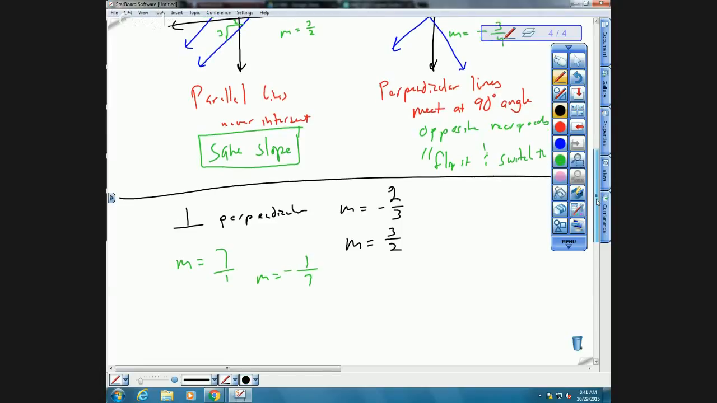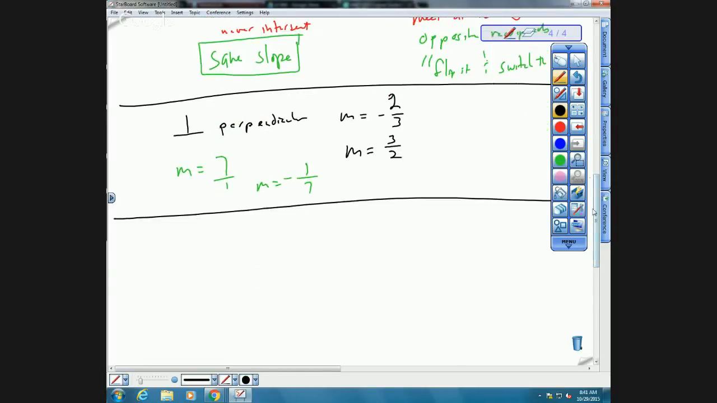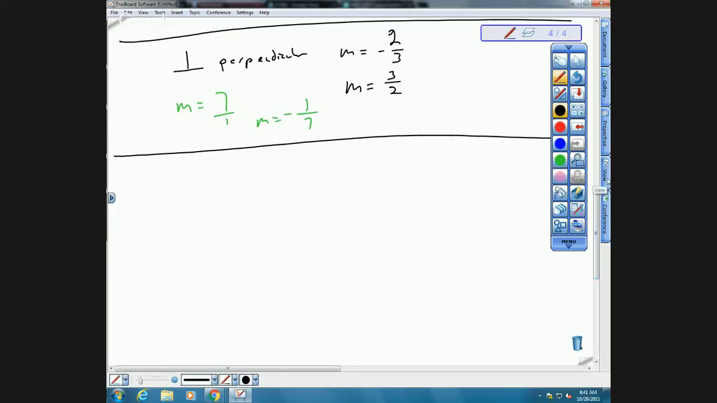One other thing we've not done in this section. All right, so now looking at lines.